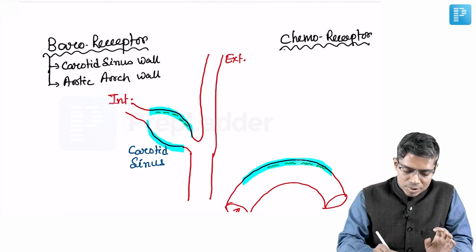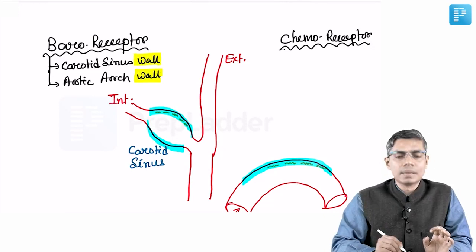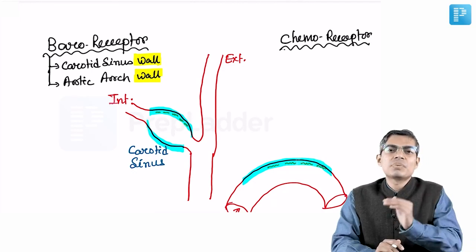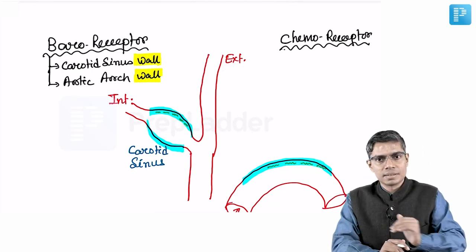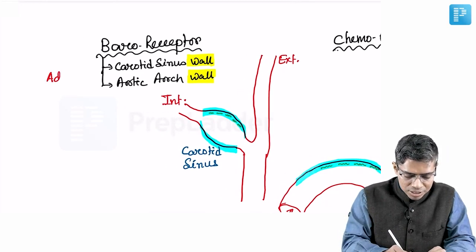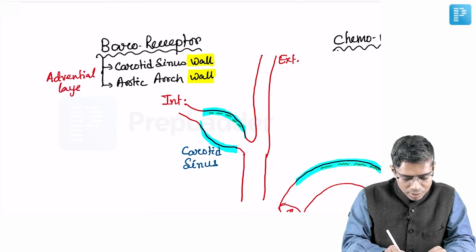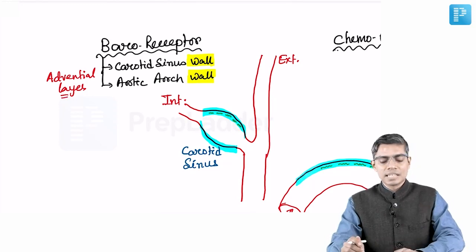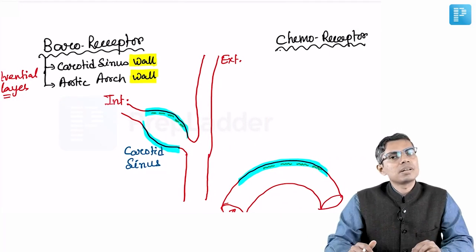Now, again and again I am saying it is located on the vessel wall, right? So if I ask you, wall means in which layer of the vessel wall: intima, media or externa? Remember, baroreceptors are always located in the adventitial layer of the vessel wall, meaning the external-most layer. Okay, so baroreceptors are located in the adventitial layer of blood vessels.